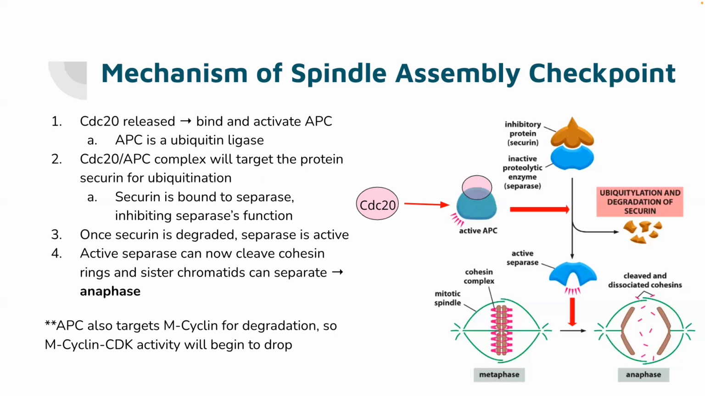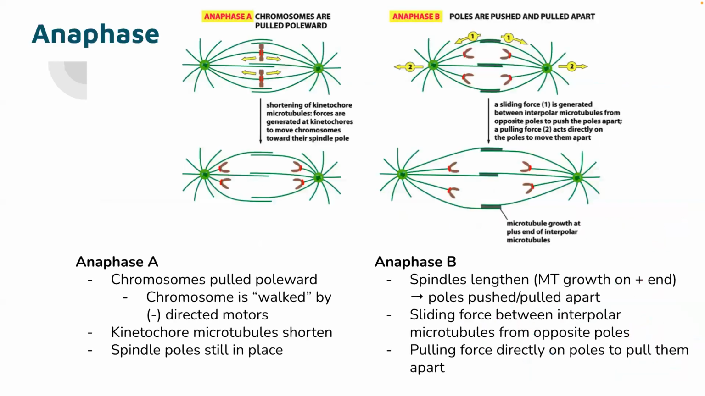And then also a side note, APC also targets M cyclin for degradation. So the M cyclin CDK will begin to drop in activity. So now we are in anaphase. In anaphase A, chromosomes are pulled poleward, or to opposite ends of the cell. Chromosomes are walked by minus end directed motors. The kinetochore microtubules shorten and the spindle poles are still in place.